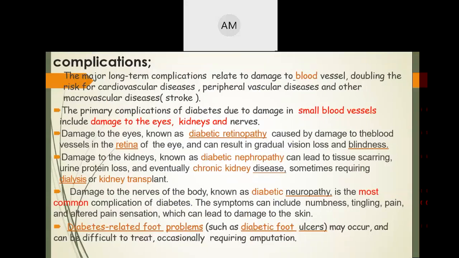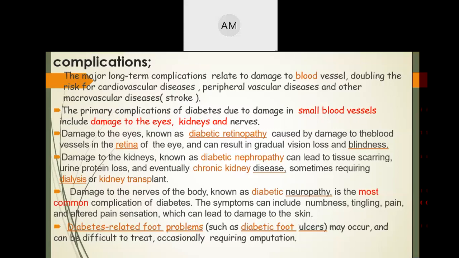The major long-term complications are damaged blood vessels. The blood vessels are very much damaged in a diabetic patient. They say that the risk for cardiovascular diseases in a diabetic patient is double. And there are peripheral vascular diseases. The vasculature, the veins and arteries in the periphery, hands and legs and all, the endothelium of the vessels gets disrupted, and other macrovascular disease. The diabetic patient has more chances of stroke.